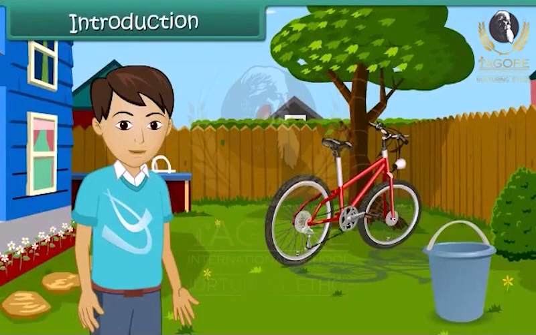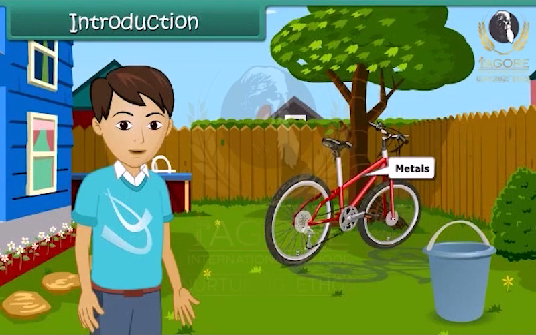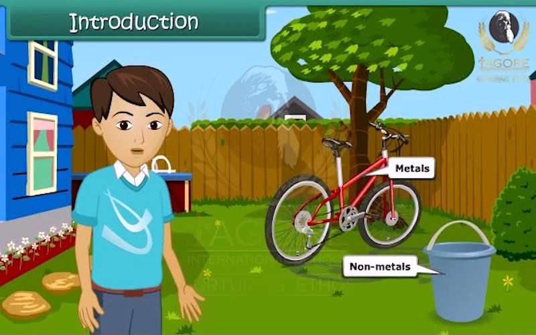Introduction. Hi friends, as we all know, we can see so many things in our surroundings. They are made up of different materials. Some of them are hard in nature and are called metals, while most of them are soft and so they are called non-metals. So in this module, we are going to learn about properties and uses of metals and non-metals.